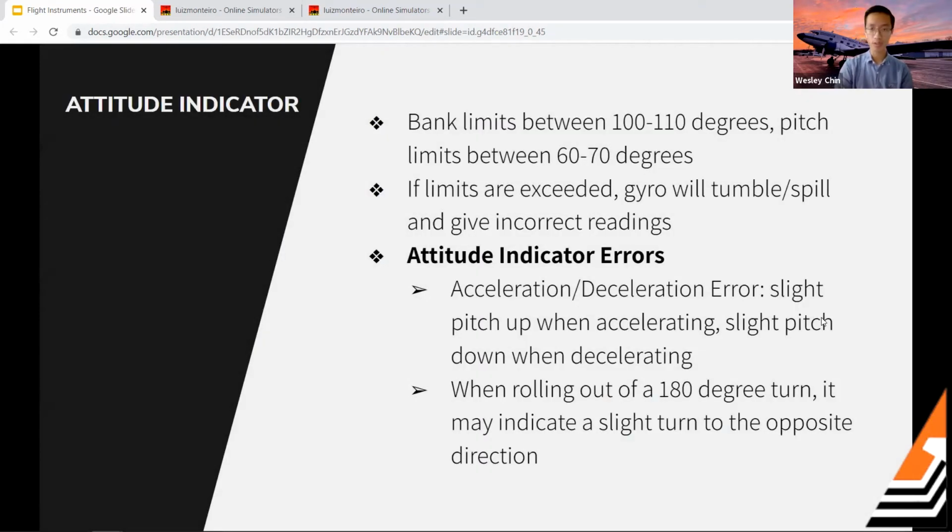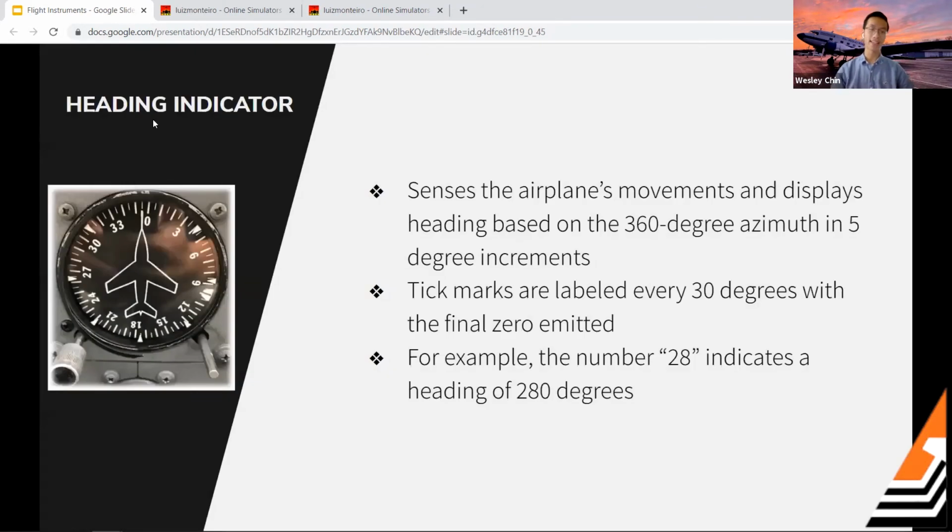So the limits of the instrument: your bank limits are anywhere between 100 and 110 degrees, pitch limits between 60 and 70 degrees. If you exceed those limits, the gyro will tumble and spill and you're going to get all these weird readings. A couple of errors you want to be aware of with the attitude indicator: when you accelerate, it may show a very slight pitch up, and as you decelerate, it may show a slight pitch down. And when you're rolling out of a 180-degree turn, it could indicate a slight turn in the opposite direction. So we'll talk about the heading indicator now.